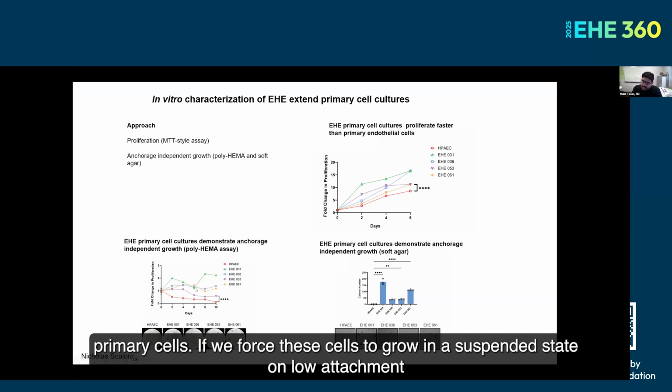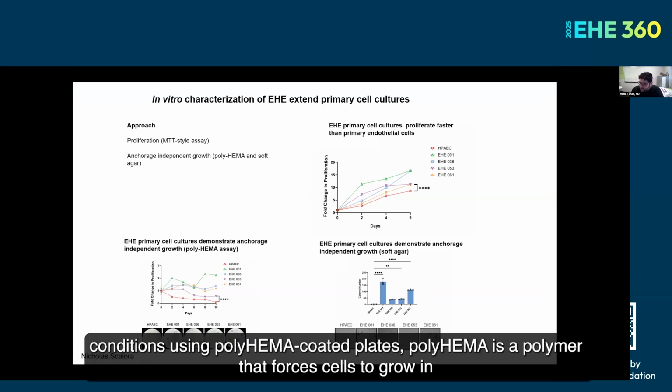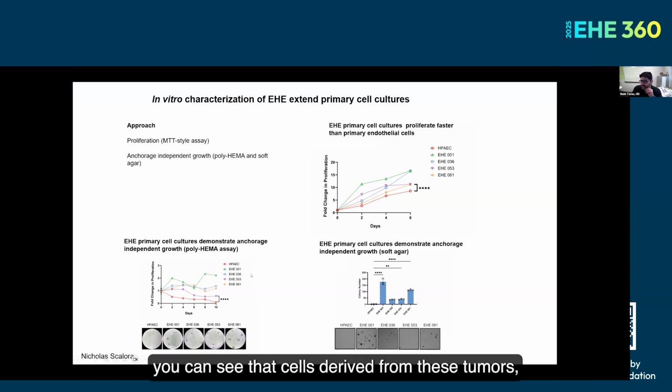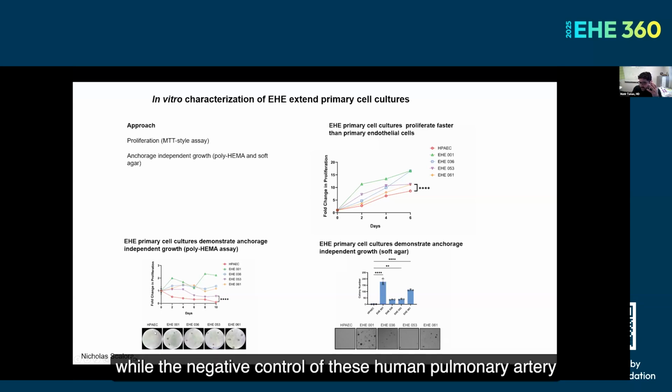If we force these cells to grow in a suspended state on low attachment conditions using polyHEMA-coated plates. PolyHEMA is a polymer that forces cells to grow in suspension. You can see that cells derived from these tumors, these extended primary cell cultures, will form these spheroids in a suspended state, while the negative control, these human pulmonary artery endothelial cells, do not. And so, again, showing that the cells are transformed.